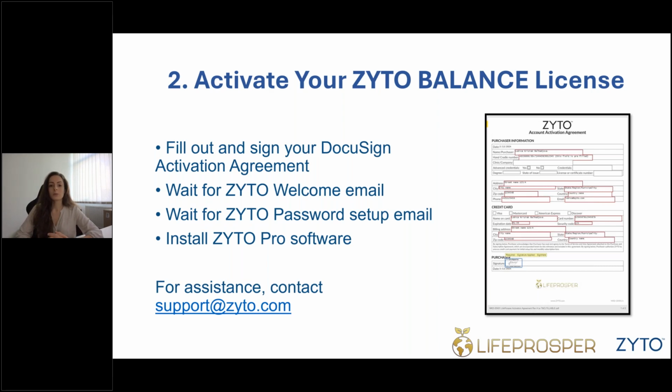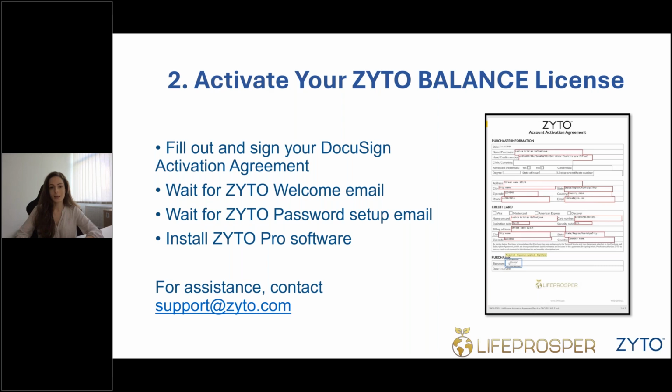You are going to fill out your address, and you're going to fill out your email address. This is very important because this will be your username to log in. You're going to fill out your phone number, and then you're going to fill out your card information. Now, this will be the bank card that will then be saved in your Zyto account, and this will be the card that we will charge for the monthly subscription fee.